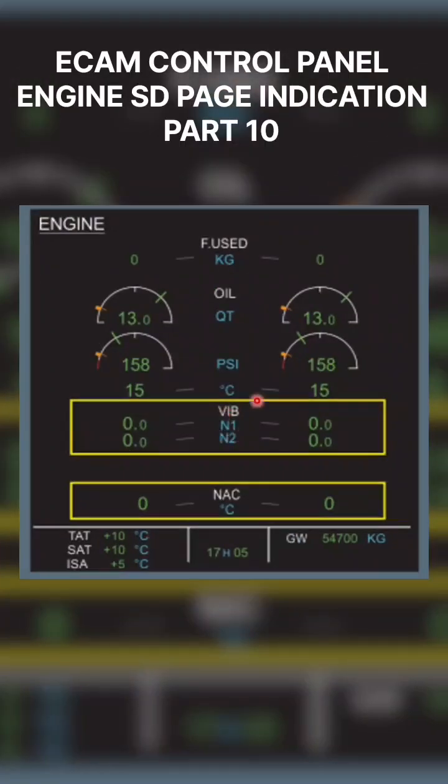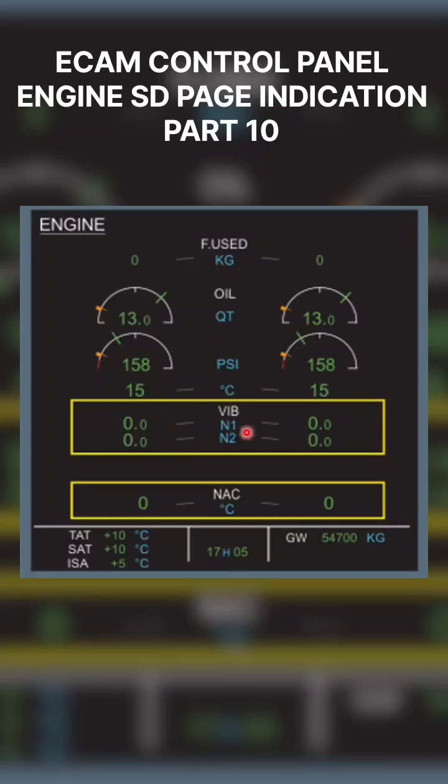I will discuss the vibration N1 N2 speed. So here also the same concept, green and amber. If vibration of the LP or HP rotor is in the normal range, you will get green indication. If there is excessive vibration, you will get amber indication. So we'll go into detail about that.